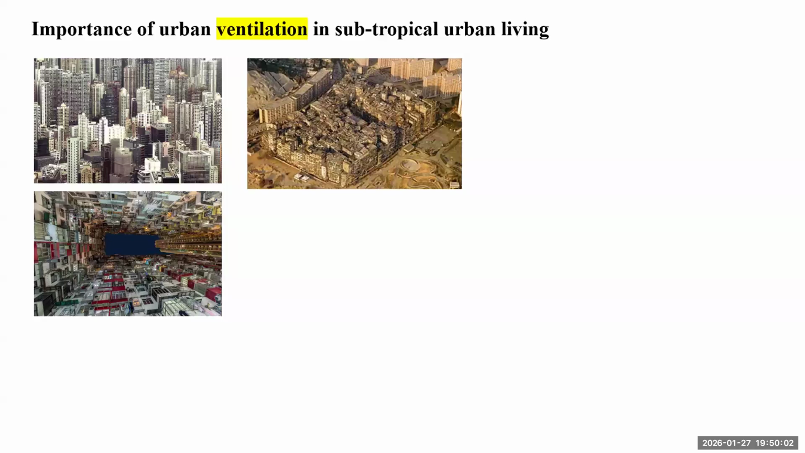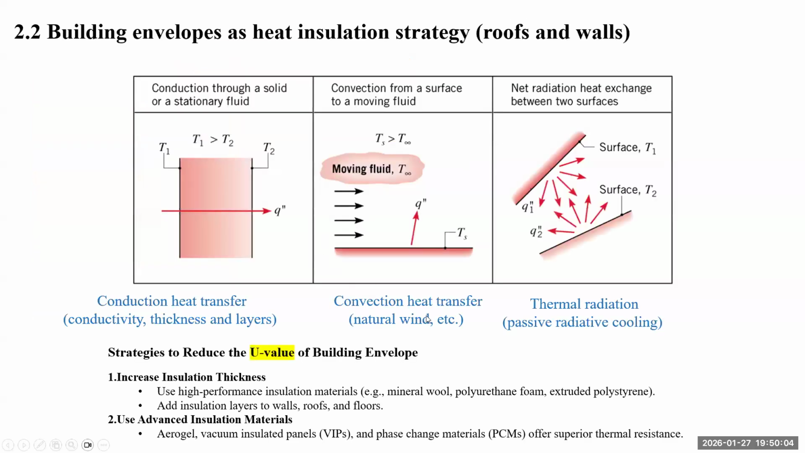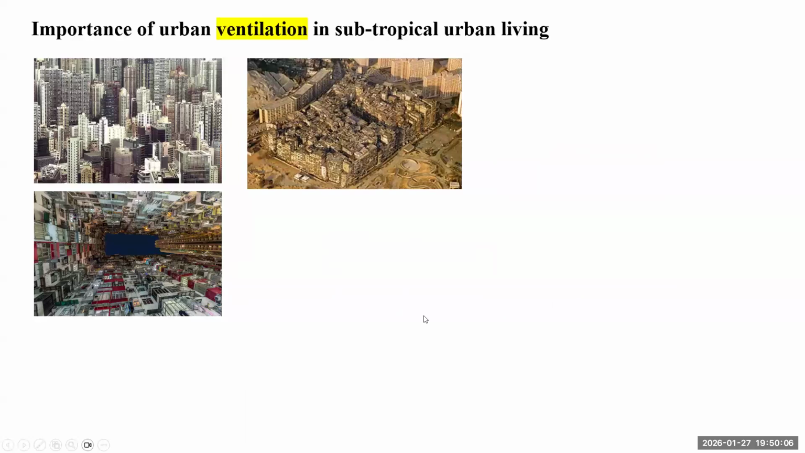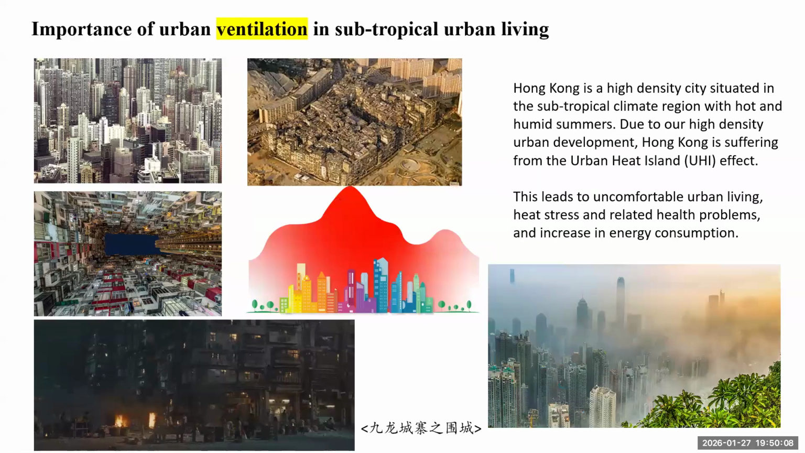And regarding the convection heat transfer, how to introduce wind into our building is also related to urban ventilation. Urban ventilation helps us to remove heat and also to remove the pollutants generated by our city.